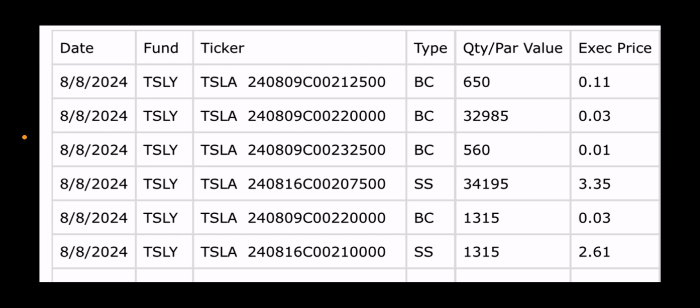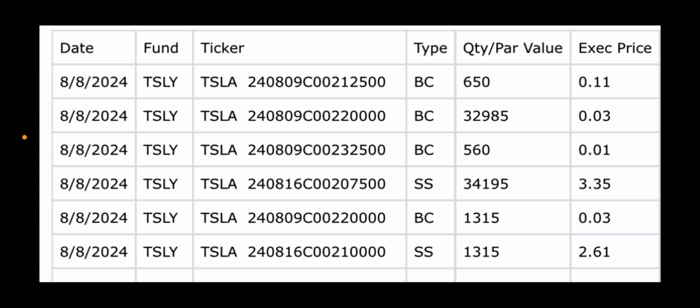So TSLY, what did they do? When you pull up the intraday trades, which, by the way, are located on the website: if you go to any covered call ETF and scroll to the bottom, there's an intraday trade button. If you click that button, typically after 5 p.m., the intraday trades for all tickers will come up, and you'd see this trade and all the other trades.